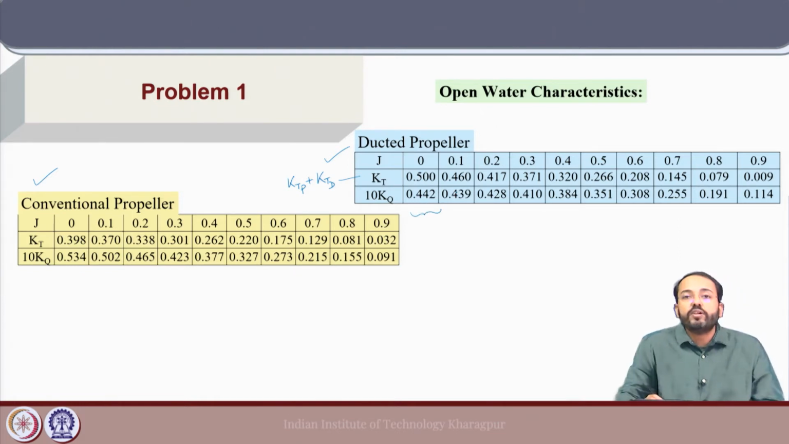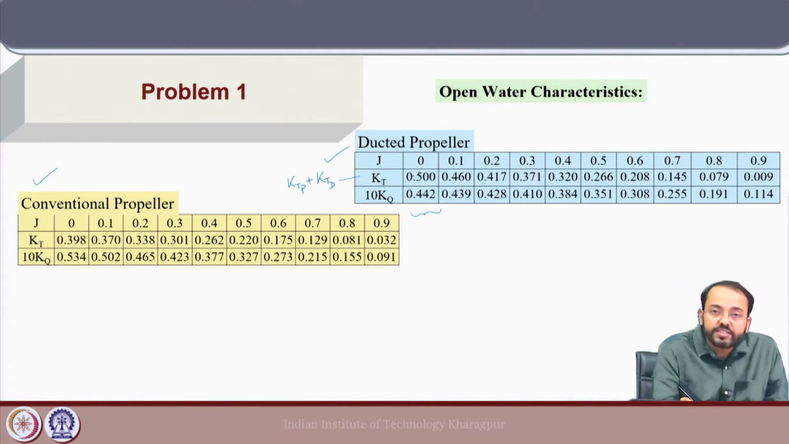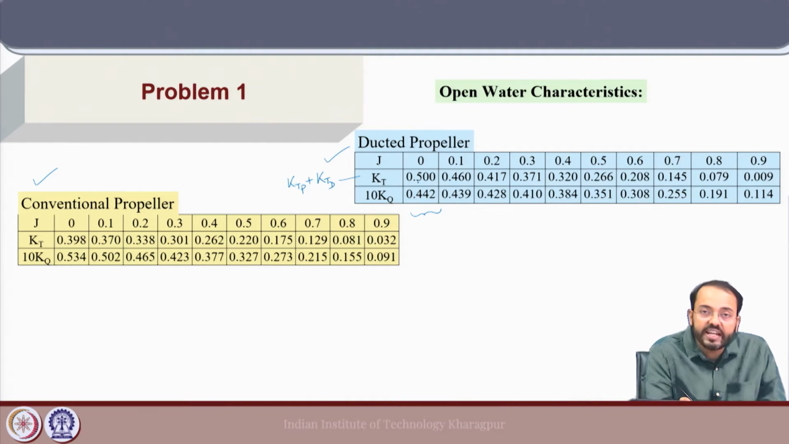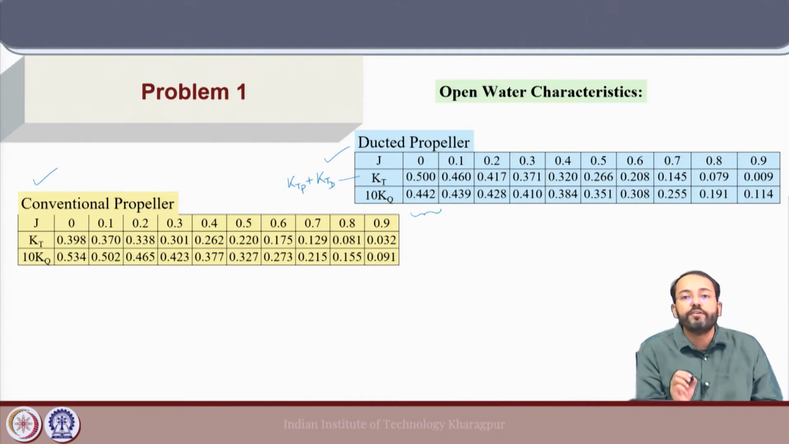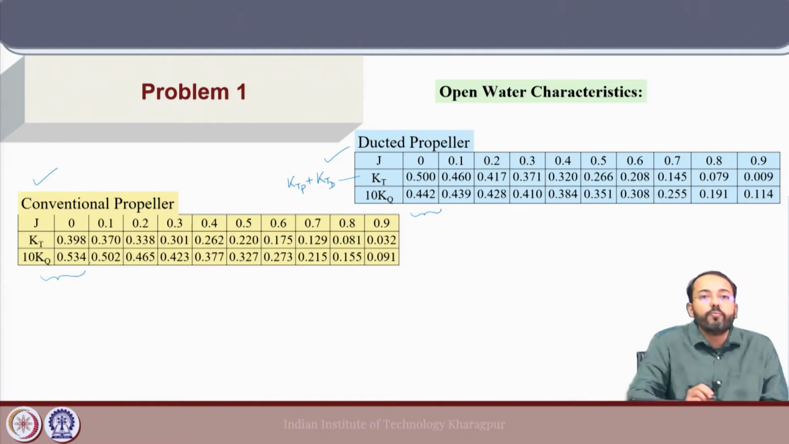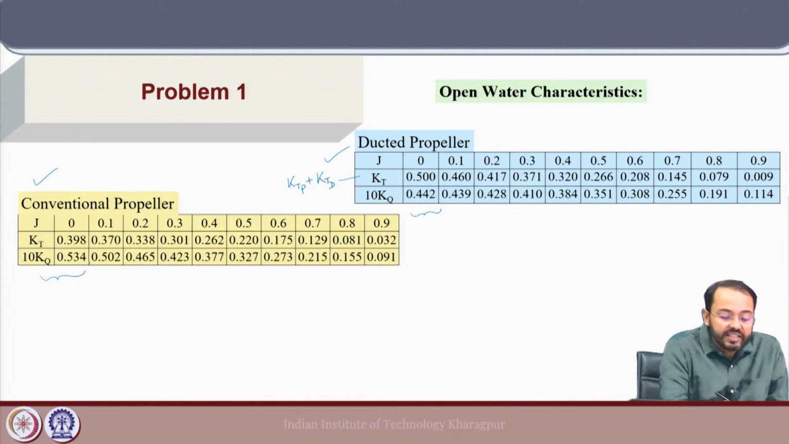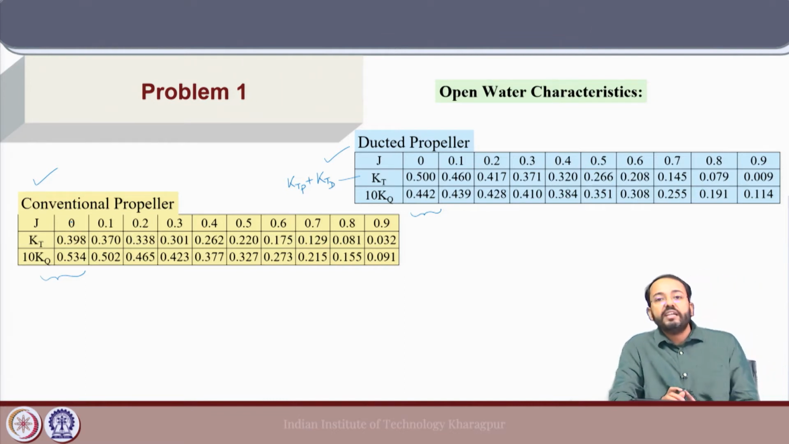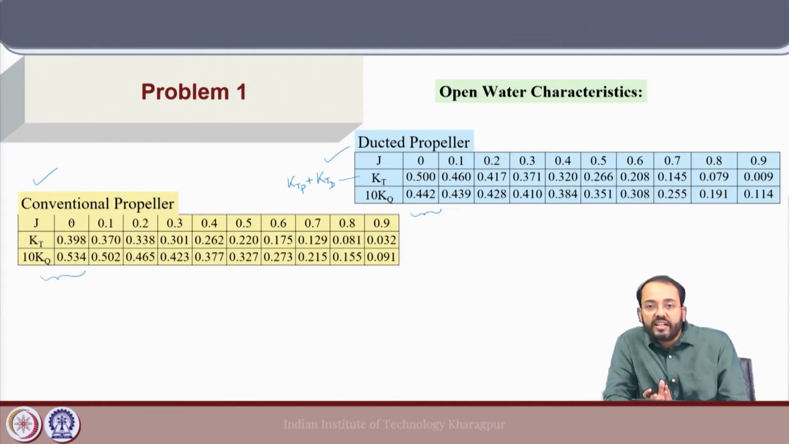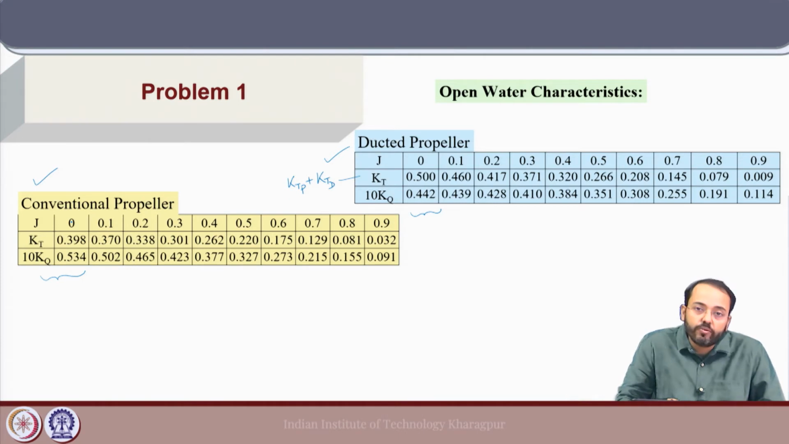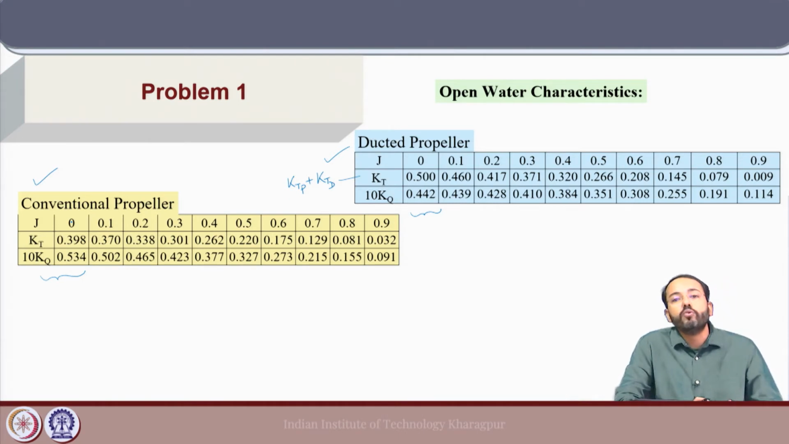where J is equal to 0, the thrust provided by the ducted propeller given by this total thrust coefficient KT is very high, 0.5, as compared to a conventional open propeller where the value of KT is lower than that of the ducted propeller. So, this is where the ducted propeller provides improvement in terms of higher thrust at high propeller loadings, which means at very low J values.